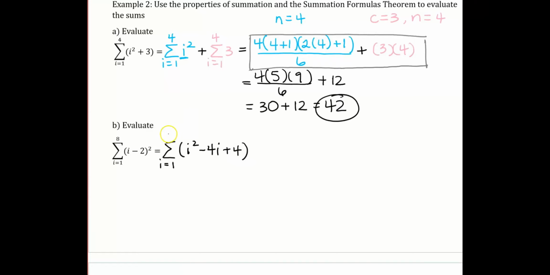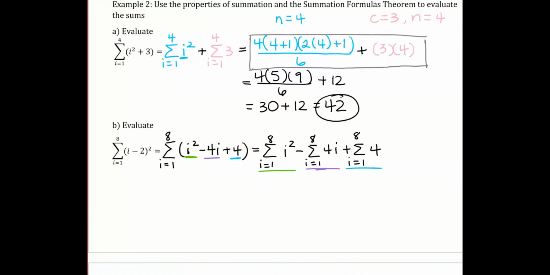And now that I have that expanded, I will use the second property to break this up into 3 separate summations. I have the sum of the first term, from I equal 1 to 8 of I squared, minus the sum of the second term, I equal 1 to 8 of 4I, and then adding the sum of the third term, I equal 1 to 8 of 4. So we were able to break this up into 3 separate summations according to the 3 separate terms.